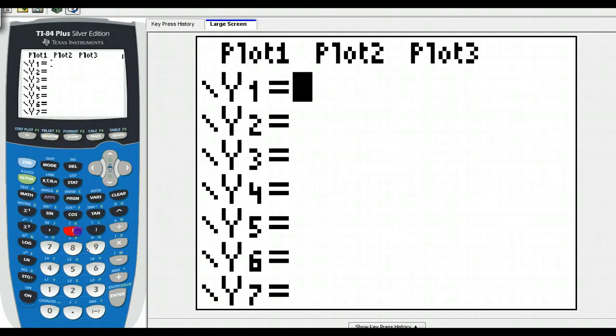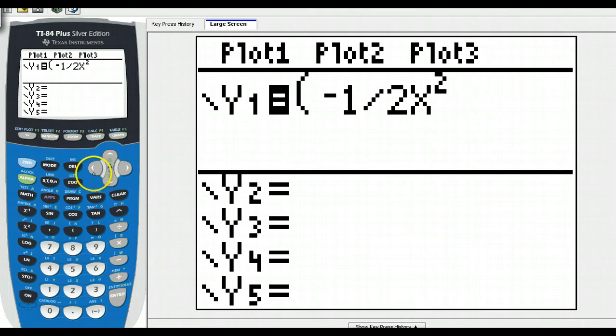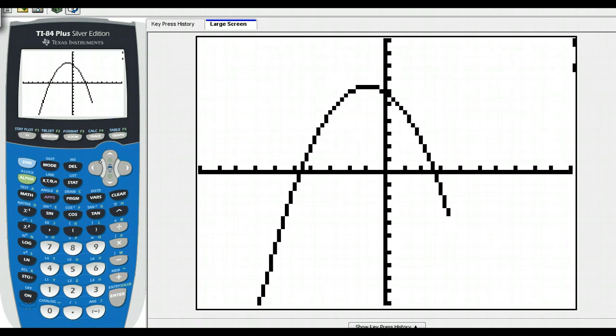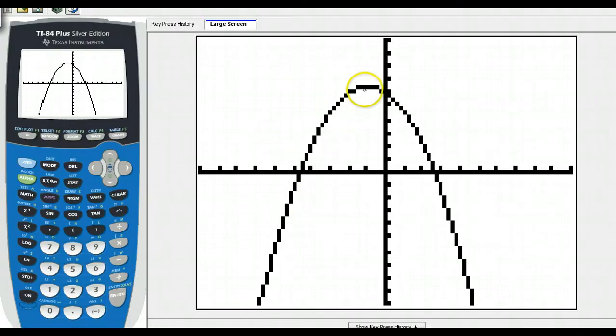So let's do that. I've got negative 1/2 x squared minus x plus 6. And I'm going to go to my graph. So the first thing I need to do is find my vertex. So I want you to write down all the information that you need to make sure you can do this in class. So in this case, since my graph is opening down, my vertex is at the maximum.